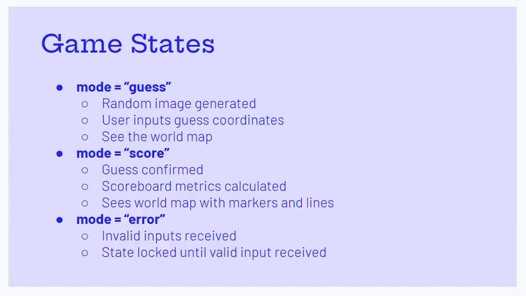We had 3 different game states: guess, score, and error. Guess was when a random image was generated and the user would input their guess coordinates. They could also see the world map. Score was when the guess was confirmed by clicking a button, and the scoreboard metrics were calculated and displayed onto the screen. The world map was also updated with markers and lines, showing the user's guess and the actual location. The error state was when invalid inputs were received. The state would be locked in error until a valid input was received in order to override this.